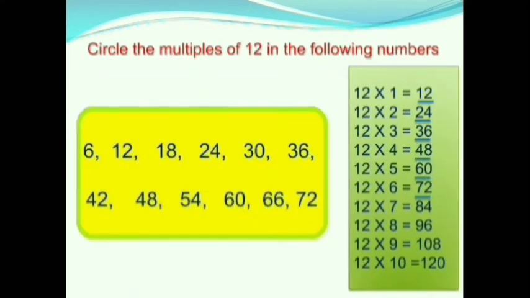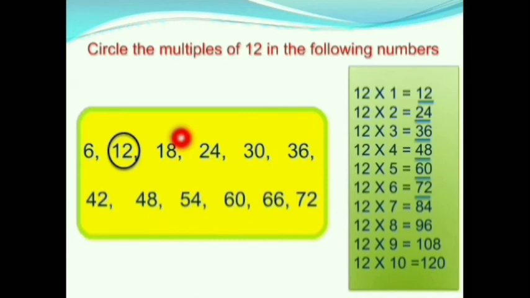Circle the multiples of 12 in the following numbers. Here we have 12 tables. First number is 6. 6 is there in 12 tables. 6 is not there in 12 tables. So we will not circle it. Next number is 12. 12 is there in 12 tables. Yes, it is there. 12 ones are 12. So we will circle it.